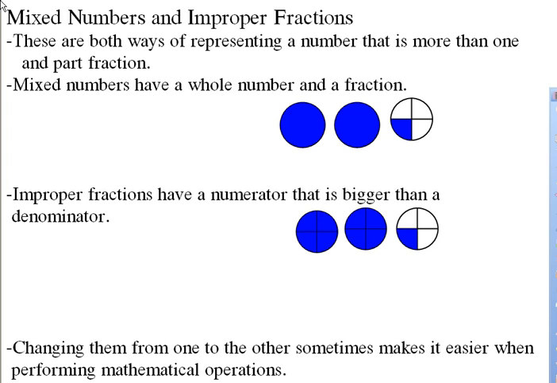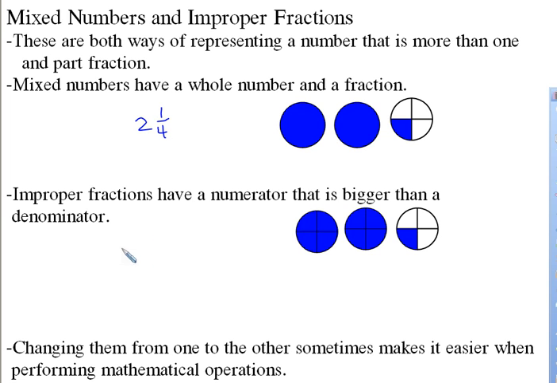Mixed numbers and improper fractions. These are both ways of representing a number that is more than 1 and also has part of that is a fraction. So if we were to look here, a mixed number representation of this is going to be if we have these 3 circles, well, 1 circle filled in, 2 circles filled in, and then 1/4 of a circle filled in. So this would be 2 and 1/4.